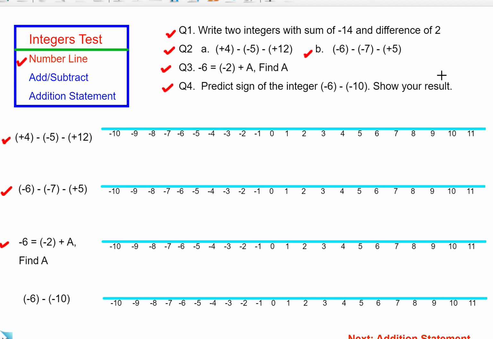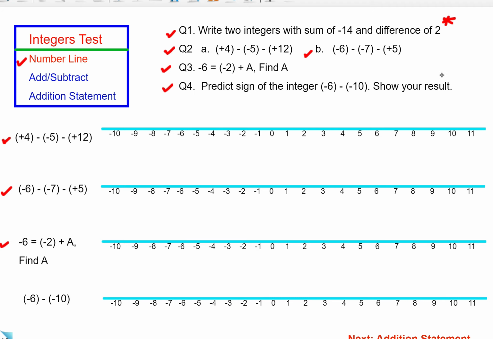Okay, so let's begin with question number 1, which is write two integers with sum of minus 14 and difference of 2. I will mark this as an interesting question which we are going to do at the end. Let us begin with question number 2, which seems to be straightforward, right? So what do we have here?